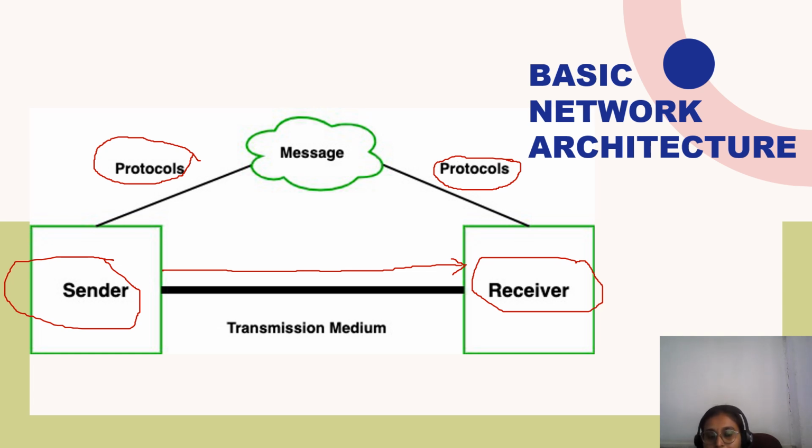And also we need to use a transmission medium. There are different types of transmission medium, either a wired medium or a wireless medium. So we have a sender, we have a receiver, and then the message. We attach protocols to secure the message, and then we use a transmission medium, either wired or wireless, to send the data.